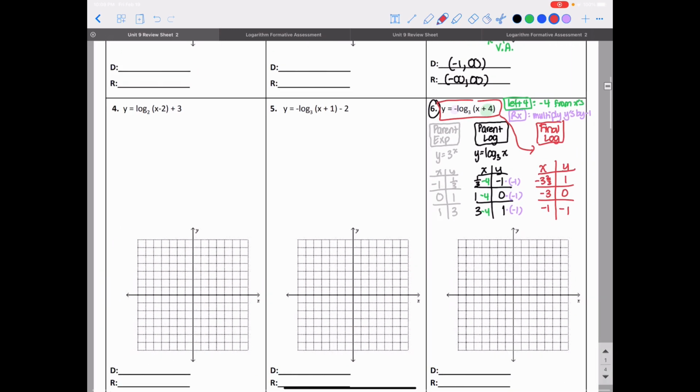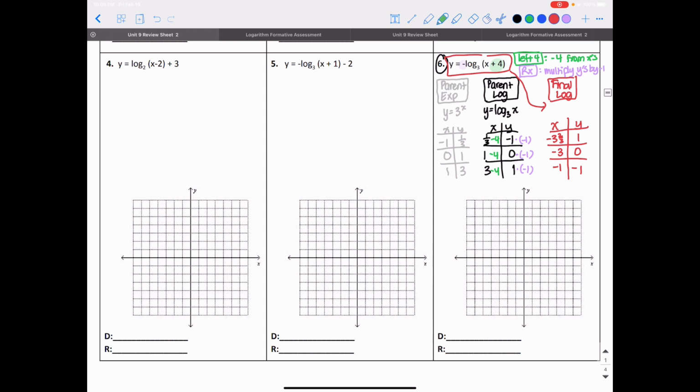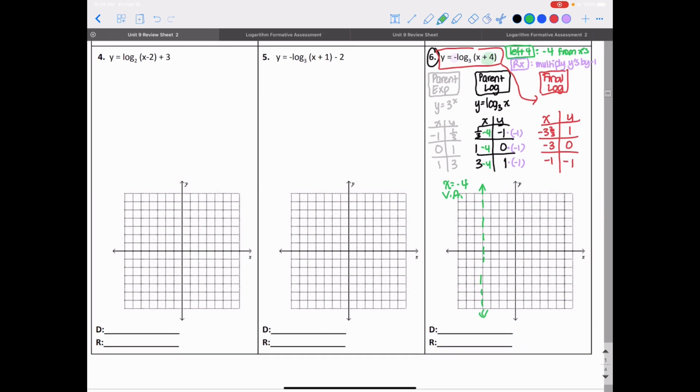Before I plot these points, I'm going to draw my vertical asymptote. I care about how I was moving left and right. And I was moving to the left 4. So that means that my vertical asymptote is going to be at x is equal to -4. That's my vertical asymptote. Don't forget to draw your vertical asymptote on your graph.